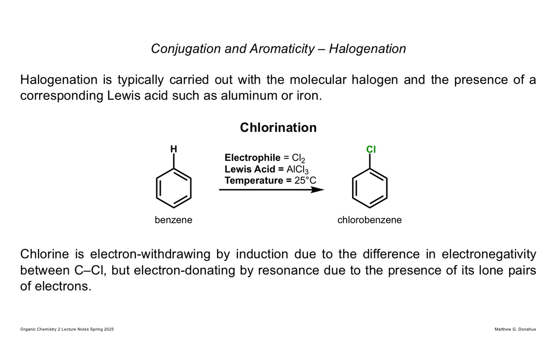So in terms of the reaction, just looking at it, as I said, it's a substitution. So you're substituting H for a halogen. In this case, we're using chlorine, Cl2, plus the Lewis acid, aluminum trichloride.